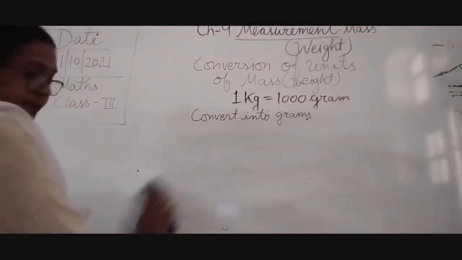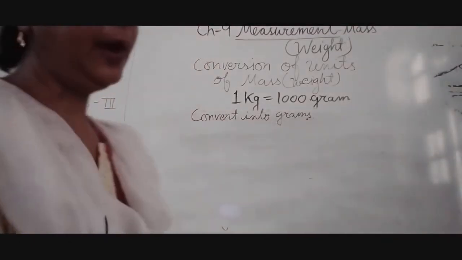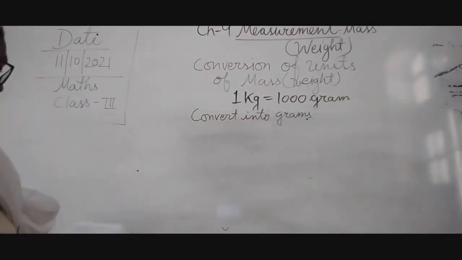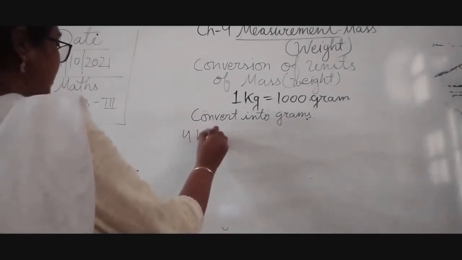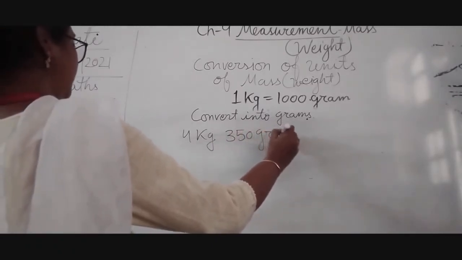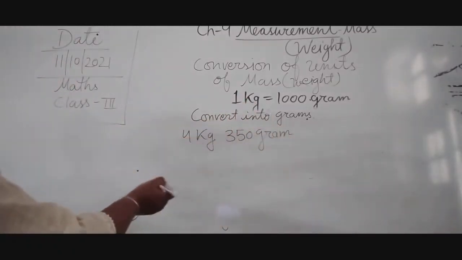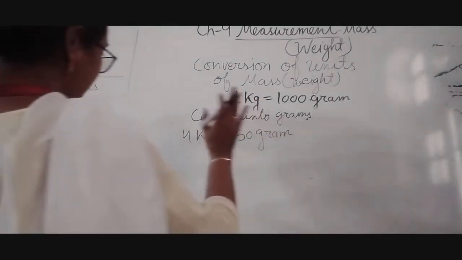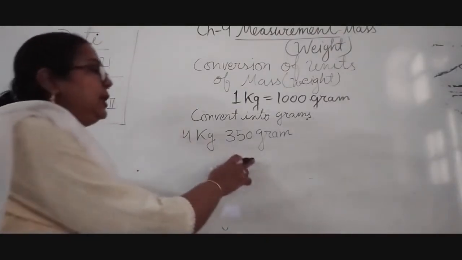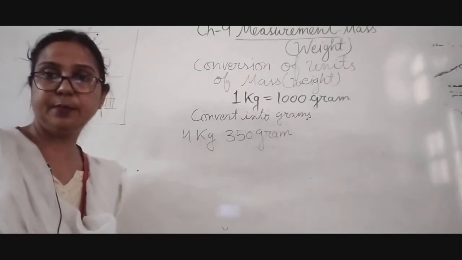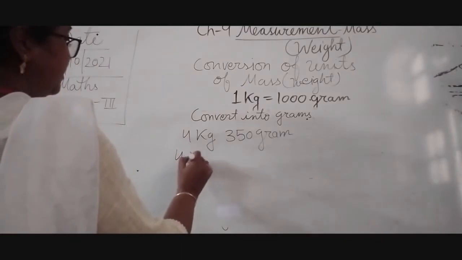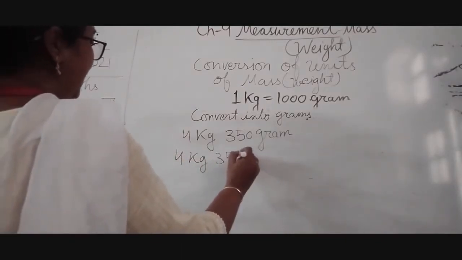For example, convert into grams. Suppose it is written 4 kg and 350 grams. Okay, so how are we going to convert into grams? It is written over here 4 kg, and along with 4 kg you can see 350 grams also there. So children, let's see, 4 kg 350 grams.